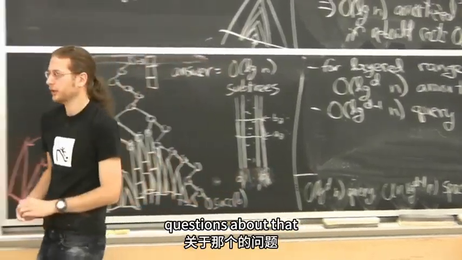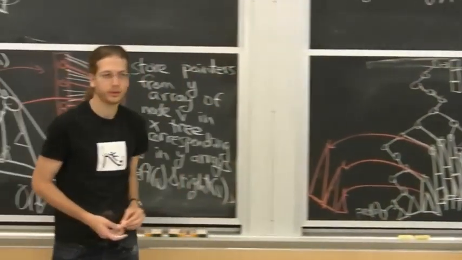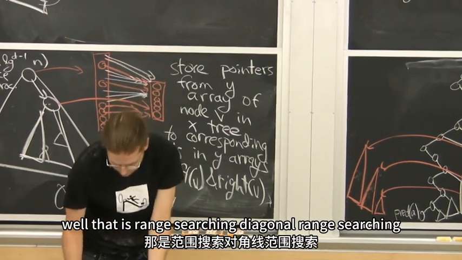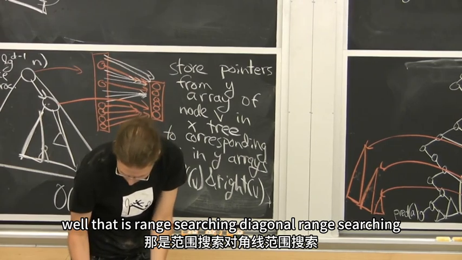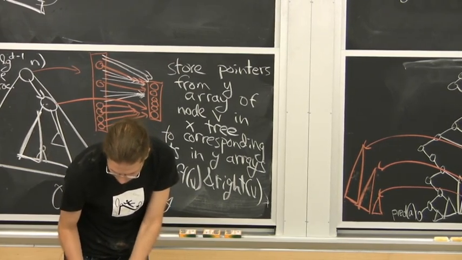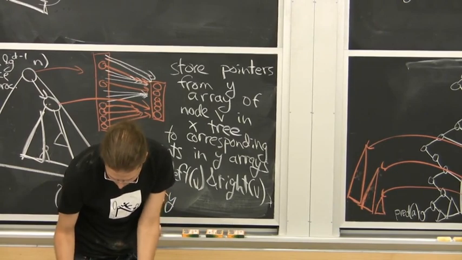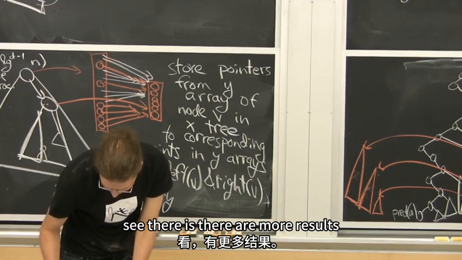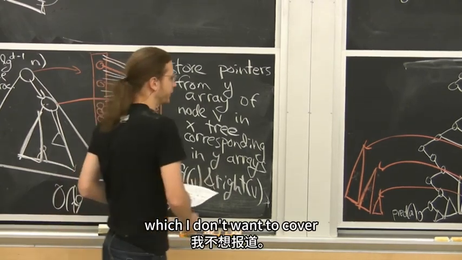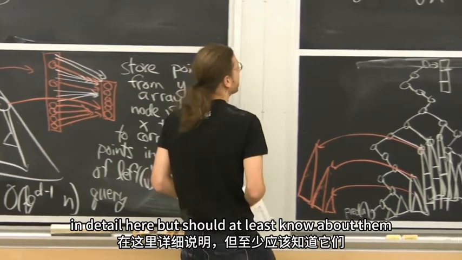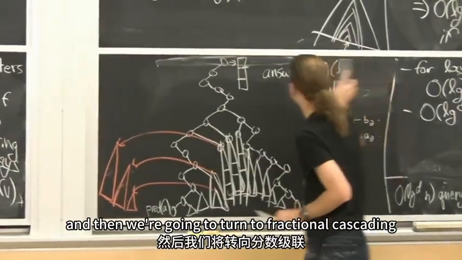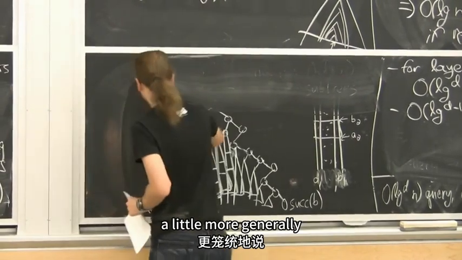Any questions about that? Cool. Well, that is range searching, orthogonal range searching. There are more results, which I don't want to cover in detail here, but I should at least know about them. And then we're going to turn to fractional cascading a little more generally.